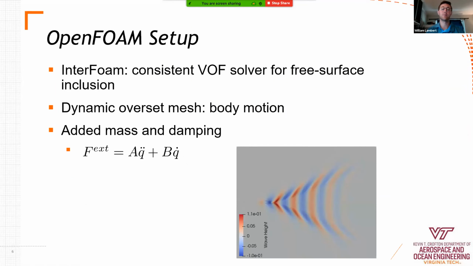So for OpenFOAM in particular, we're using the volume of fluid solver interFoam with the dynamic overset mesh to get that short impulsive motion. And when we have that acceleration, we decompose the force that is being experienced by the body in terms of an added mass portion and a velocity dependent damping portion that's linearly dependent on the velocity.